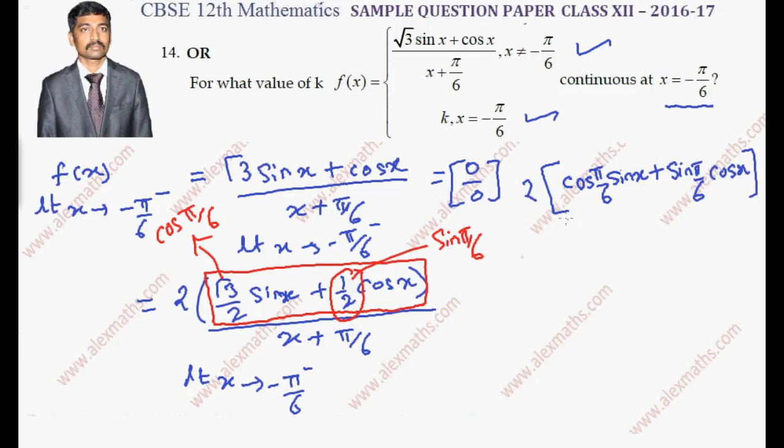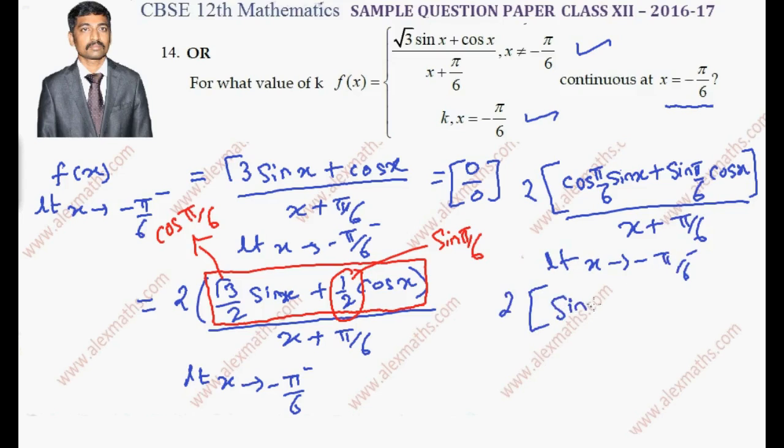Then whole divided by x plus pi by 6. Numerator is of the form sin a cos b plus cos a sin b. So I can substitute that as sin of a plus b, which is x plus pi by 6. After expanding this sin of x plus pi by 6, we get the entire numerator. Now whole divided by x plus pi by 6.